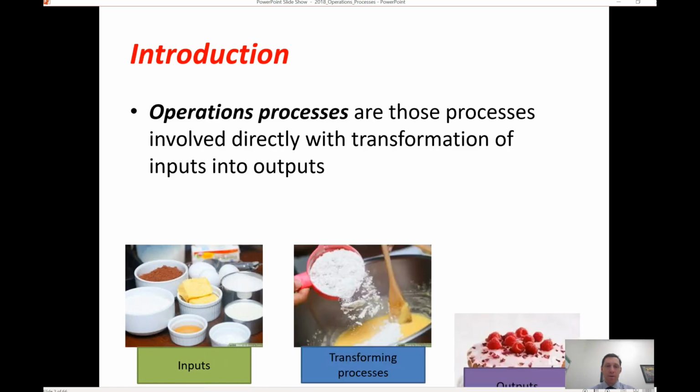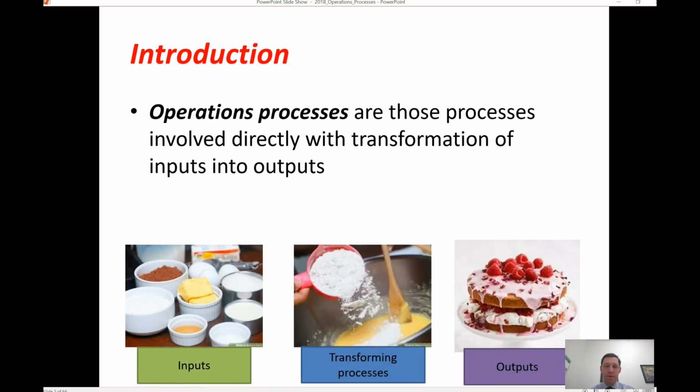So operations processes, as the diagram below attests to, relates to the processes that relate to the transformation of inputs into outputs. So what does a business actually go through? What steps do they go through to take those inputs? Over here, in that first diagram, you've got some ingredients. We refer to them as materials.